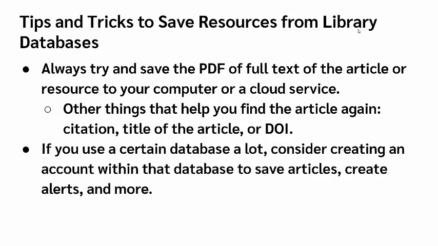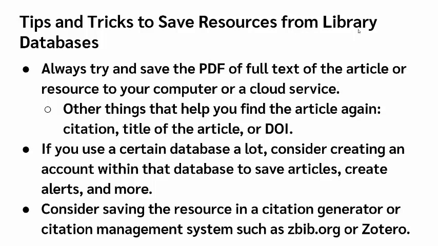If you use a certain database a lot, such as PubMed or Academic Search Complete or ProQuest Central, consider creating an account within that database to save articles, create alerts, and more. Consider saving the resource in a citation generator or citation management system such as zbib.org or Zotero. Both of these are open source and free to use online and help you save resources for your research, as well as help you create citations in text and bibliographies.